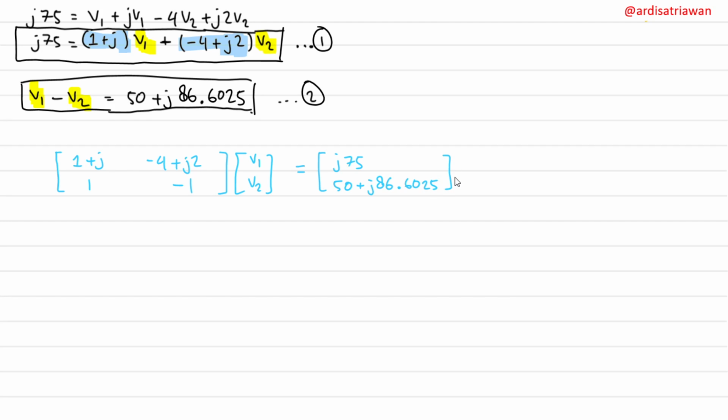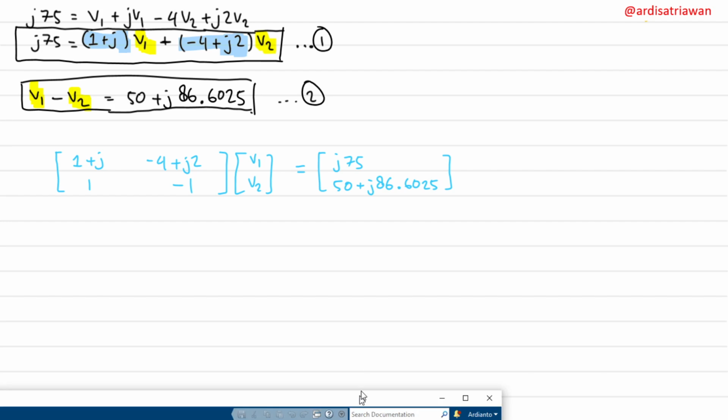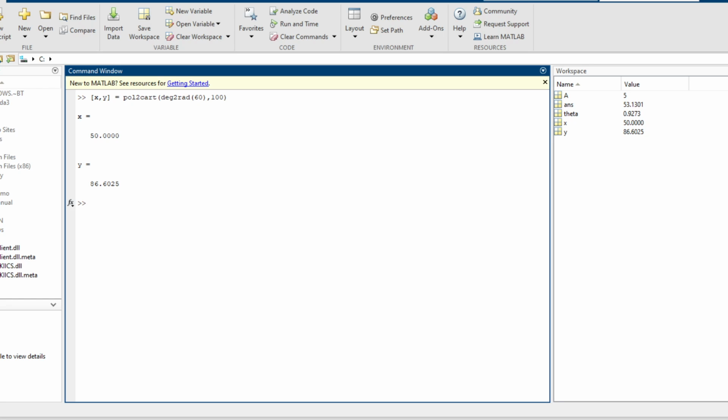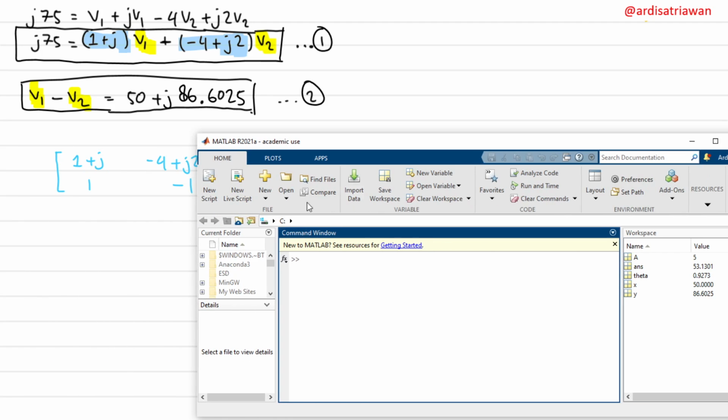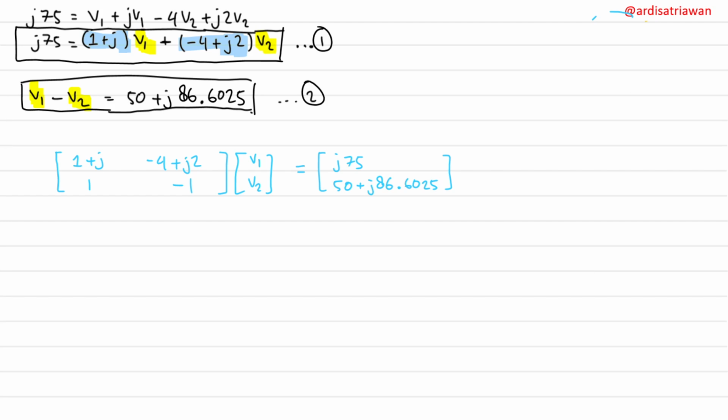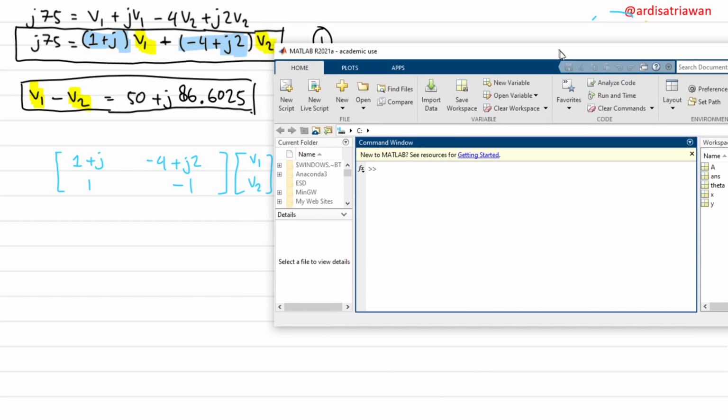Okay, now this matrix is hard to do by hand, so I will have to use a helpful tool, which is MATLAB. Let's use our MATLAB here. Okay, I have my MATLAB. Let's erase this first.